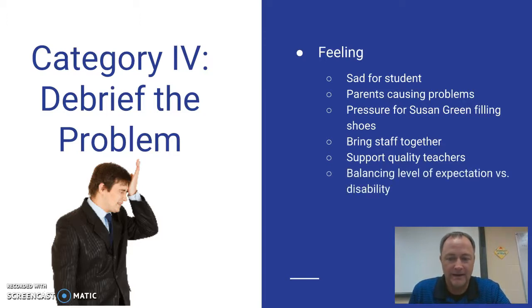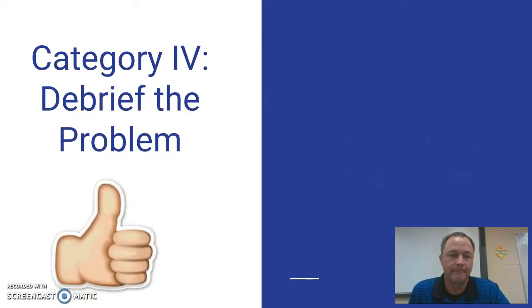And then I'm also feeling I have to figure out how to balance a level of expectation versus disability. We will have an expectation of how students are supposed to behave, but how do I balance that with what a student's disability might be?